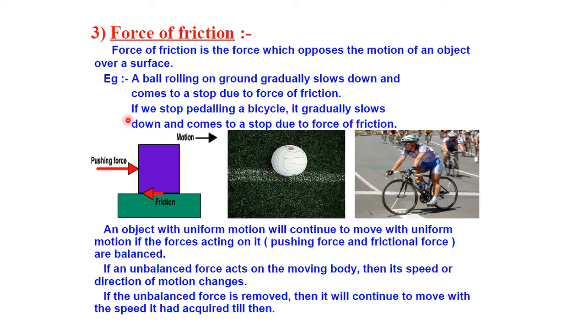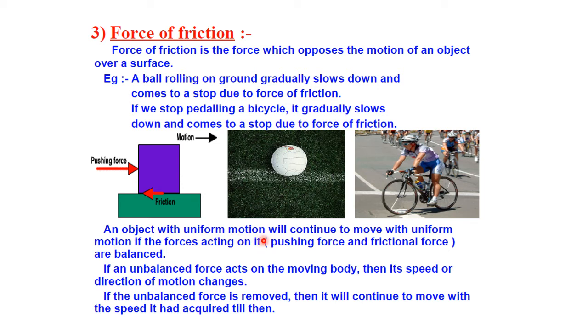Next one is, if we stop pedaling a bicycle, it gradually slows down and comes to a stop due to the force of friction. If a bicycle is continuously pedaled, that means there is a force of friction acting against it. So the force of friction will be high, and it will not move unless we pedal. In order to overcome that friction, we need to pedal. So this is another example.